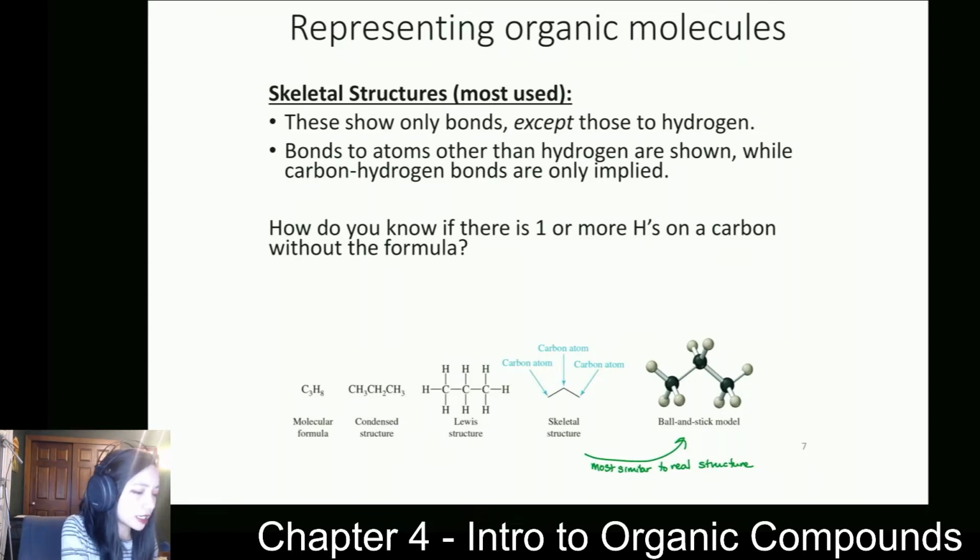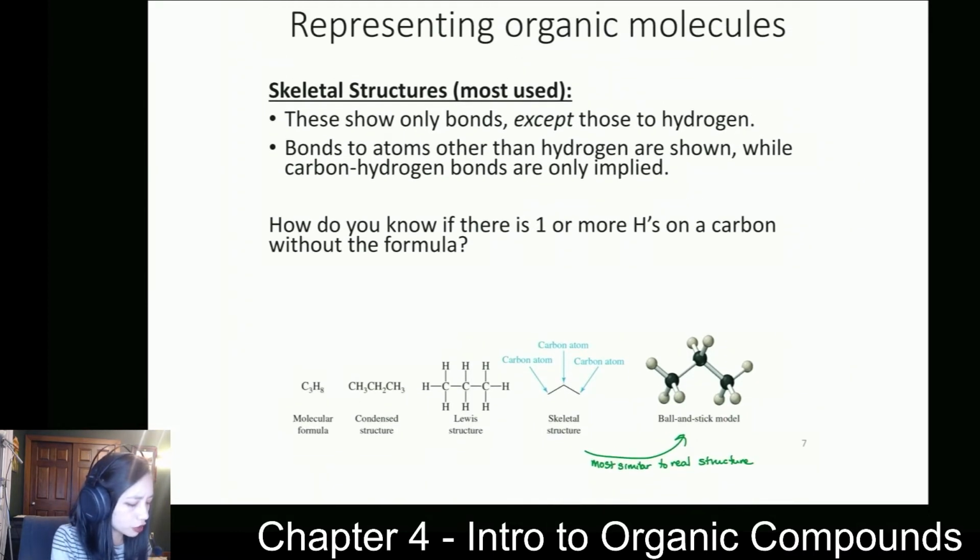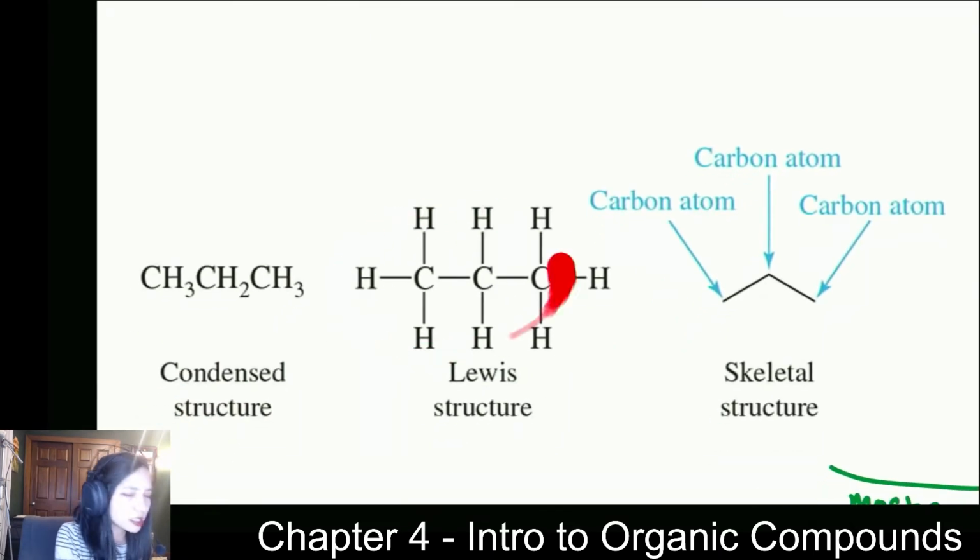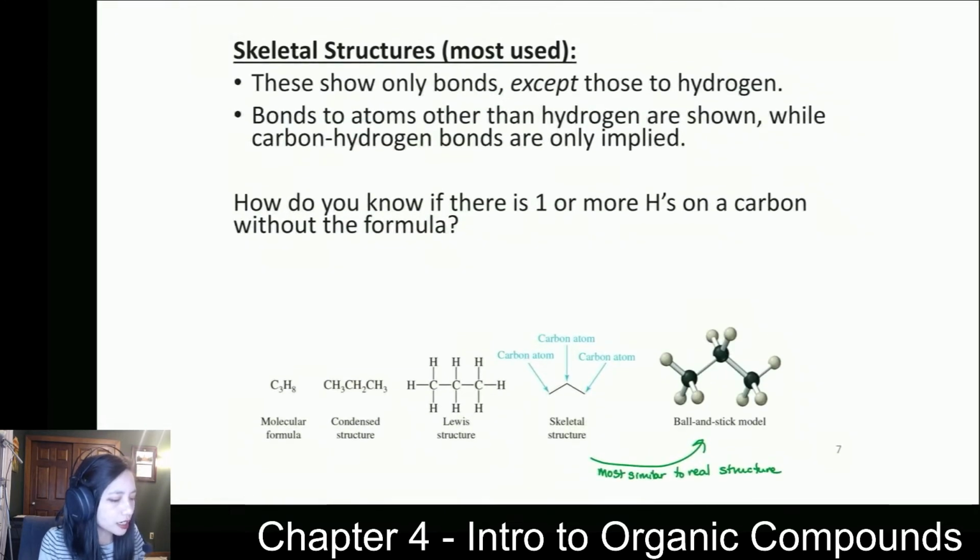The biggest idea with skeletal structures is that, with a Lewis structure, there's a lot of hydrogens, right? If we look at this Lewis structure, there's a lot of hydrogens. Hydrogen is the simplest atom, the simplest element. So what a skeletal structure does is get rid of that clutter in the structure and focus on what is important, and that is the carbon chain. With skeletal structures, we show all the bonds except the ones to hydrogen, and so all of the carbon-hydrogen bonds are implied.